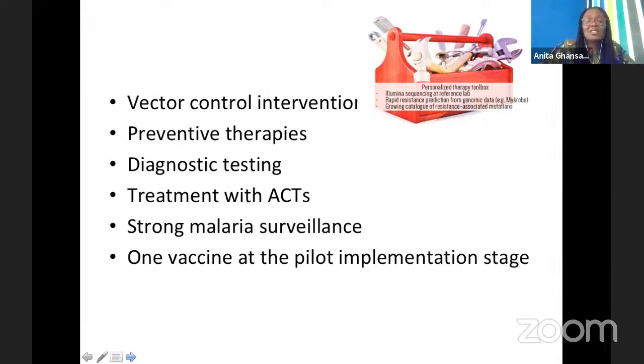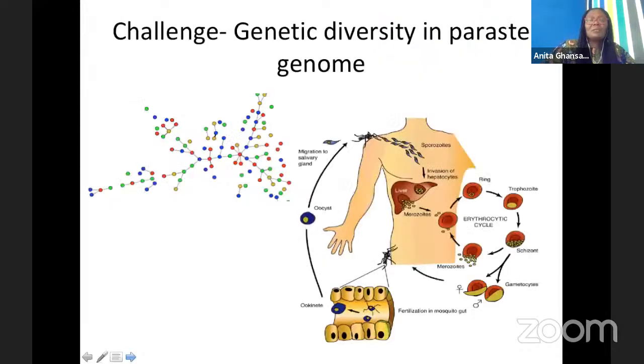And we have one vaccine that is at the pilot implementation stage. It's gone through, this is the phase 4 pilot implementation. It's been approved and is currently being tested in Ghana, Kenya, and is it Malawi? Yeah. They are thinking about how it can be rolled out successfully in our countries. So these are what we have in our tool set.